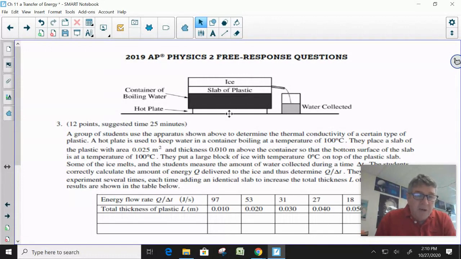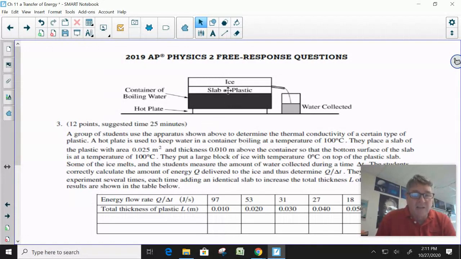So this hot plate will boil the water, energy will conduct across the slab of plastic, and it will melt the ice. They change the thickness of the plastic, and as you might suspect, the thicker it is, the slower it conducts. So basically it's just asking you to make a graph and get some data and confirm the equation we just talked about. So it's kind of common sense.